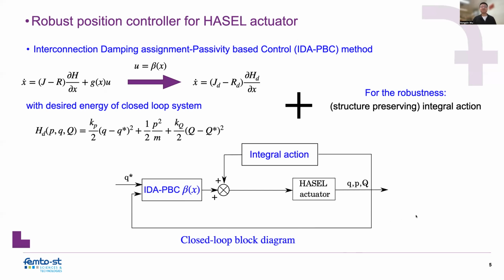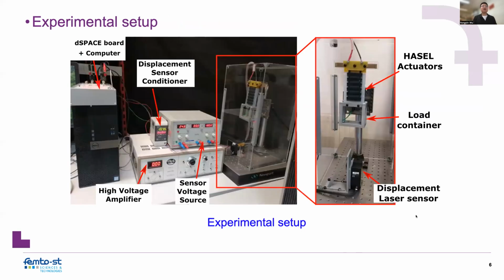To validate the proposed model and test the different control laws, we use this experimental setup. First, this baseboard can generate the control law and get the measurement data. And the high voltage amplifier can amplify the voltage and get the current measurement. And we use the laser sensor to measure displacement of the actuator. And the load container can allow us to change the mass load easily.